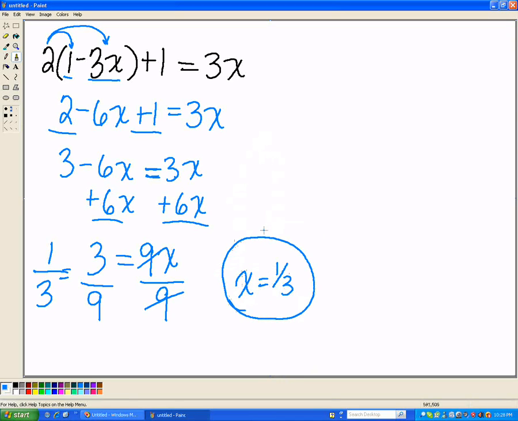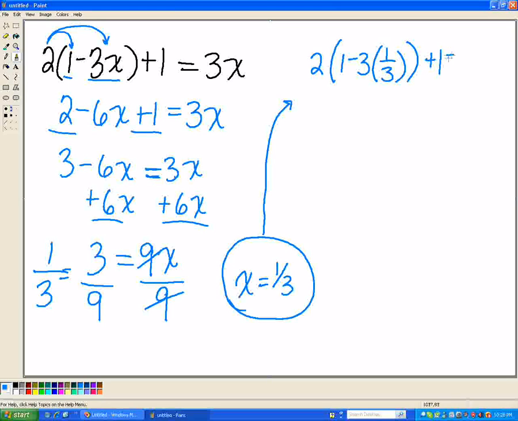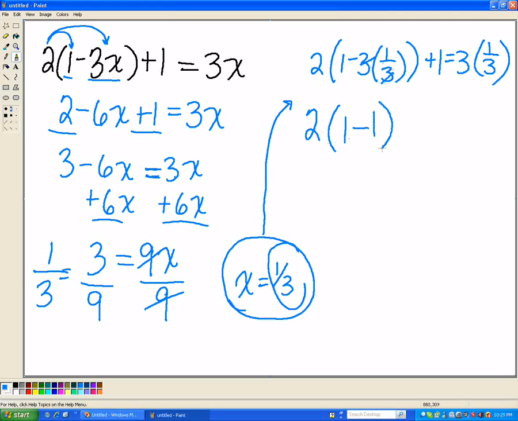Now, what I was saying before, when I plug this back in for x, it should make this a true mathematical statement. All I'm doing is taking my answer and plugging it back into the original equation wherever I had an x. So this becomes 2 times the quantity 1 minus, well, 3 times 1/3 just gives me a 1, plus 1 equals 3 times 1/3. So this actually goes to 0. 0 times 2 gives me 0, plus 1, and over here the 3 and the 3 cancel and I'm just left with 1.